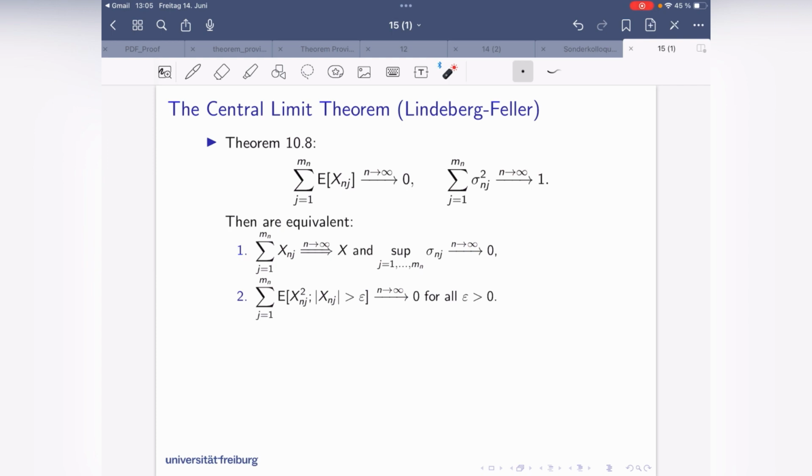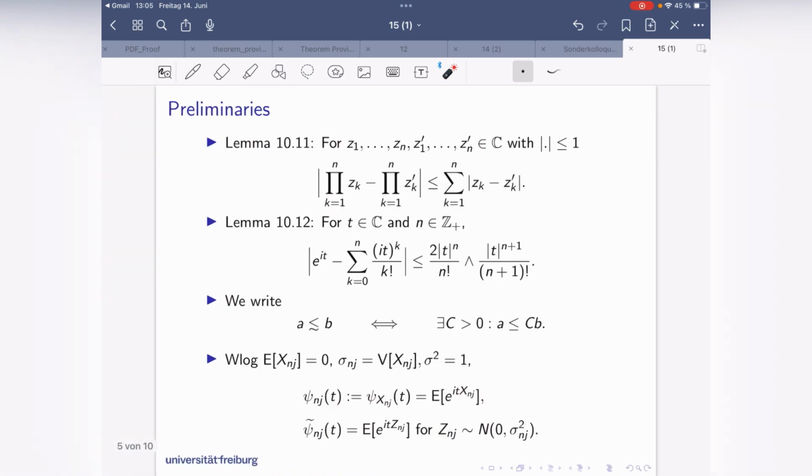I will have the X_nj's, and I will have the Z_nj's, and the Z_nj's have the same mean and the same variances. And I will basically show that the characteristic function of the sum of the X_nj's converges to the characteristic function of the sum of the Z_nj's. And for the sum of the Z_nj's, because the sum of the sigma_nj squares converges to sigma square, that will give me that the sum of the Z_nj's converges weakly anyway to Z.